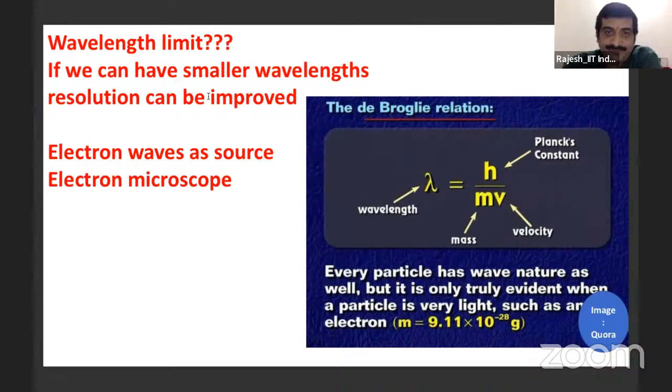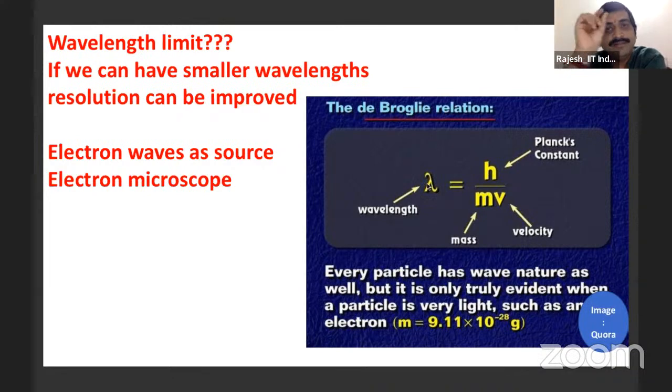मैटर मूव्स, then it has a wavelength. And how much is that wavelength? It is h by momentum. Wavelength is given by the Planck's constant divided by the momentum. So if something is moving with a very high velocity, then my wavelength will be less.